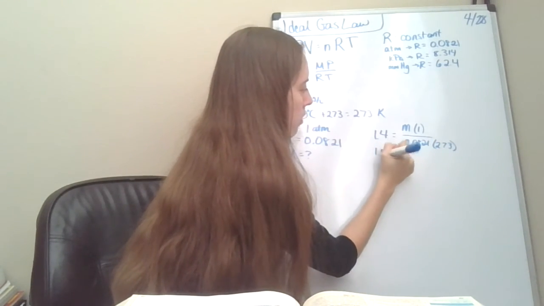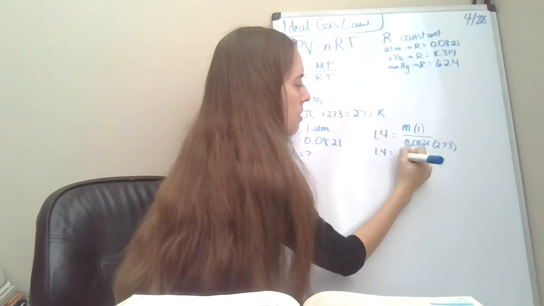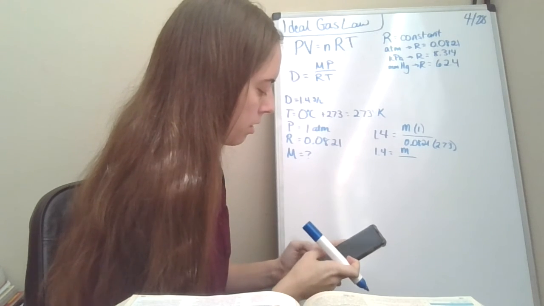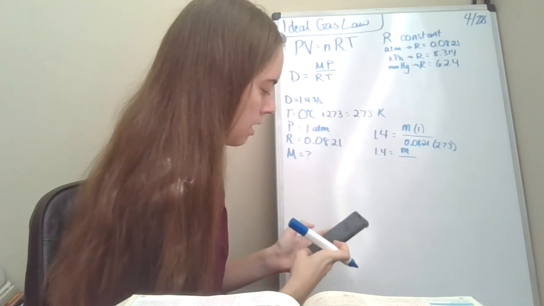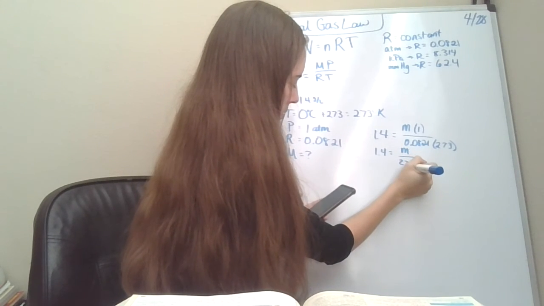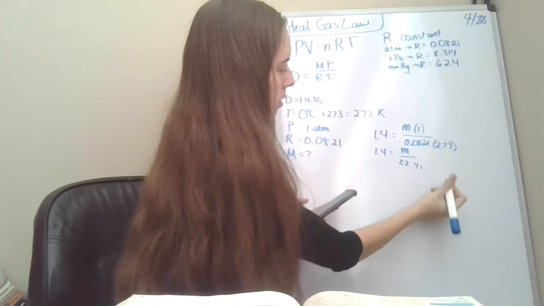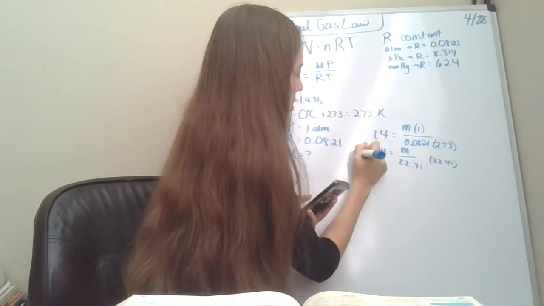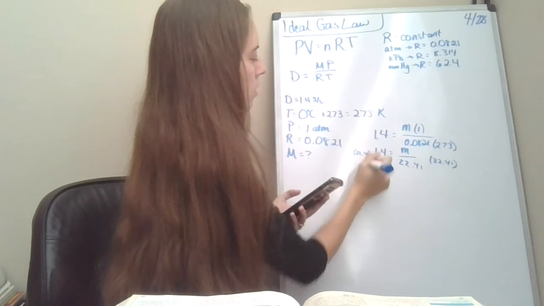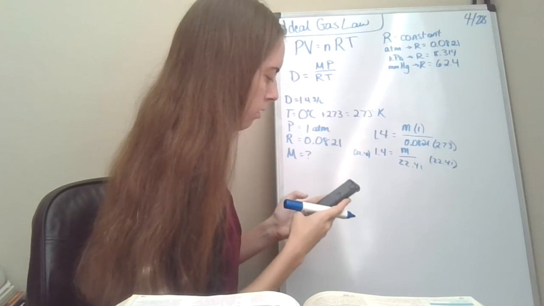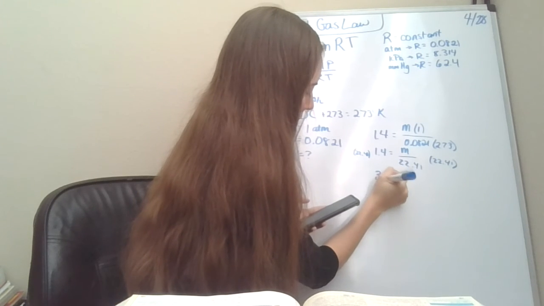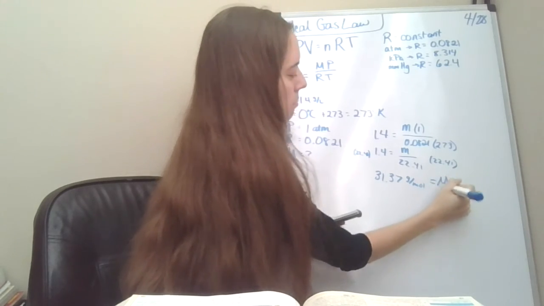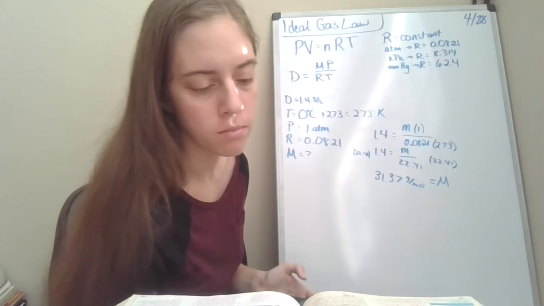So 1.4 equals, we can get rid of the 1 because 1 times M is M. And then calculate 0.0821 times 273, which is going to be 22.41. So to get rid of this, since we're dividing, we multiply by 22.41 on both sides. 1.4 times 22.41, and we end up with 31.37 grams per mole is going to be our molar mass. All right.